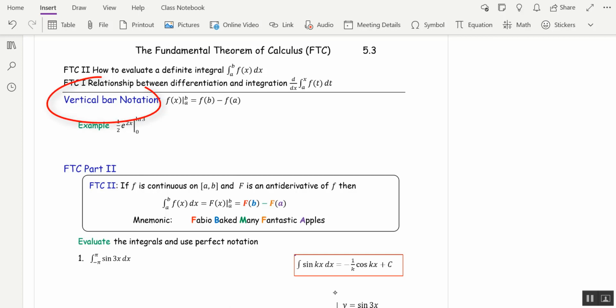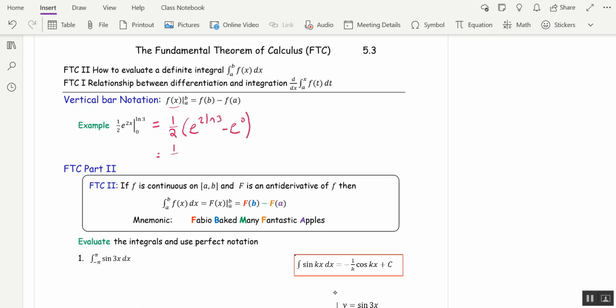Before we do that, let's talk about vertical bar notation. If you have a function f of x, and you have a straight bar with an a and a b, that means evaluate the function at b and then subtract the value of the function at a. So in this example here, 1/2 e to the 2x between 0 and ln 3, there's going to be a 1/2 in both the f of b and the f of a. So I like to pull my constants out: 1/2 times e to the 2 ln 3 minus e to the 0.